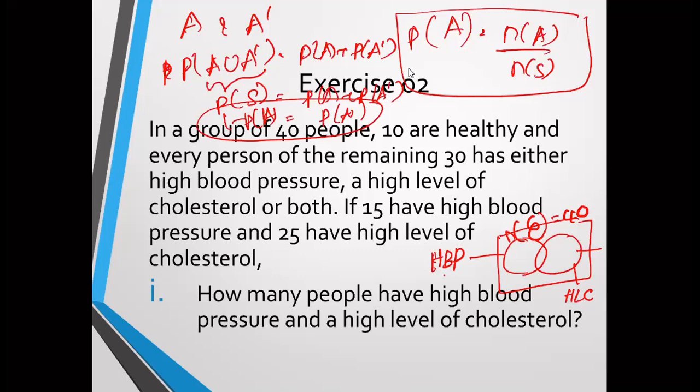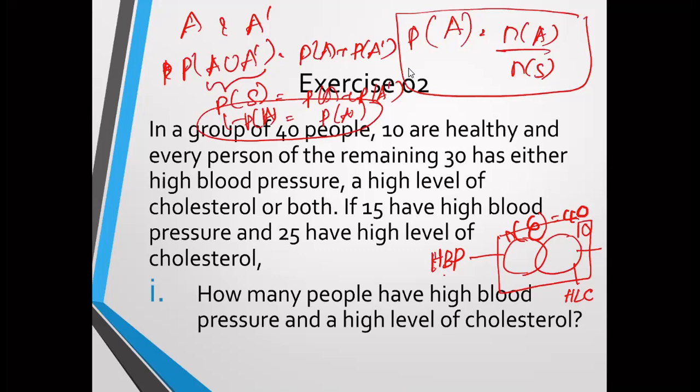It says further 15 have. Before that there's a sentence: 10 are healthy. 10 are healthy means among these 40 people, 10 people do not have any of the disease. They are healthy. That means we need to put that 10 here. They don't have any disease. Clear? Among the rest of the group, that means 30 people have either high blood pressure or high level of cholesterol or both.